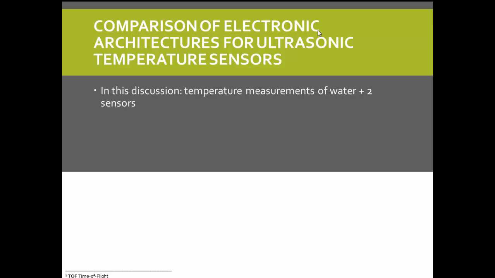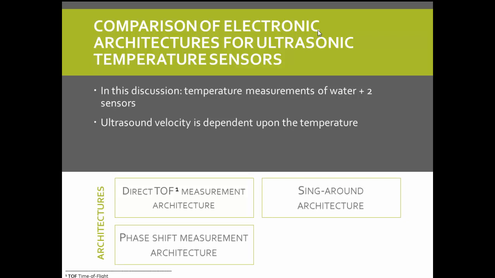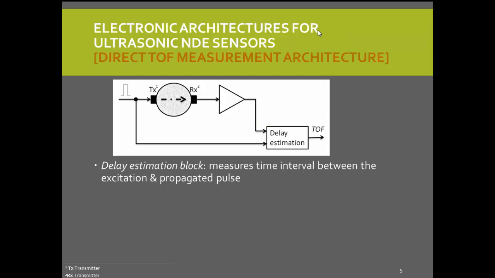So here I'll talk about different architectures of ultrasonic temperature sensors. In this discussion, I will consider temperature measurement of water through transmission evaluation of one pair of ultrasonic sensors, and this measurement is based on the fact that ultrasonic velocity is dependent upon the temperature. I will cover these 4 different architectures. The first one is direct time of flight measurement, and then single round architecture, phase shift measurement, and oscillating architecture, which we are using in our experiments.